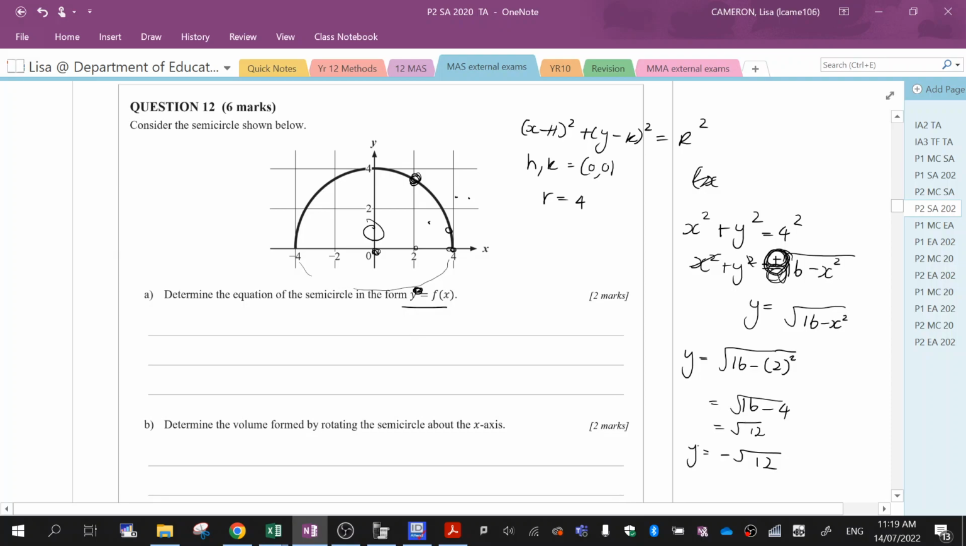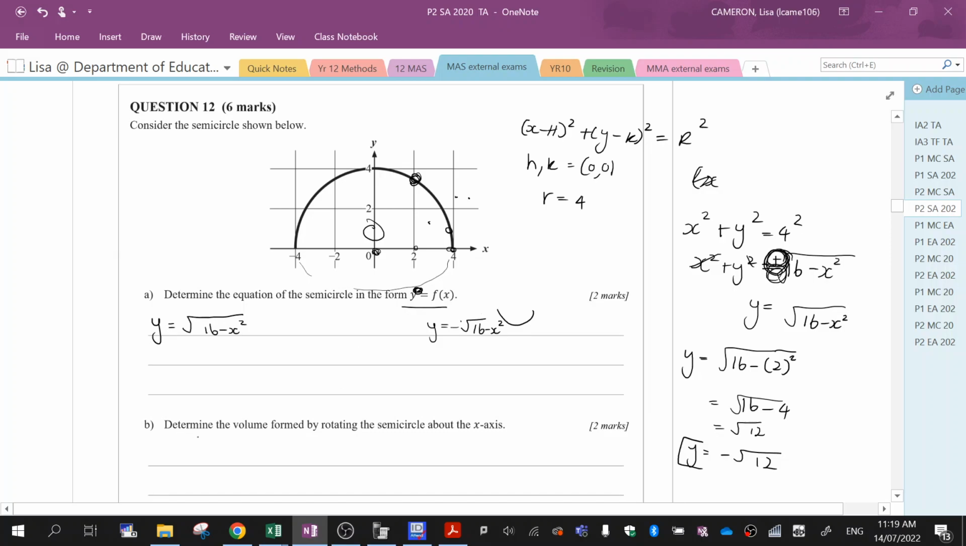Now, I don't want the negative solution. I only want the positive, which means that my equation of the semicircle is going to be y equals the positive square root of 16 minus x squared. Okay, if it was down here like this, then I would be doing y equals negative square root of 16 minus x squared. Depends what you have, so be careful with that. The other option, the way faster option, is to remember the equation of a semicircle, but, you know, we forget things.